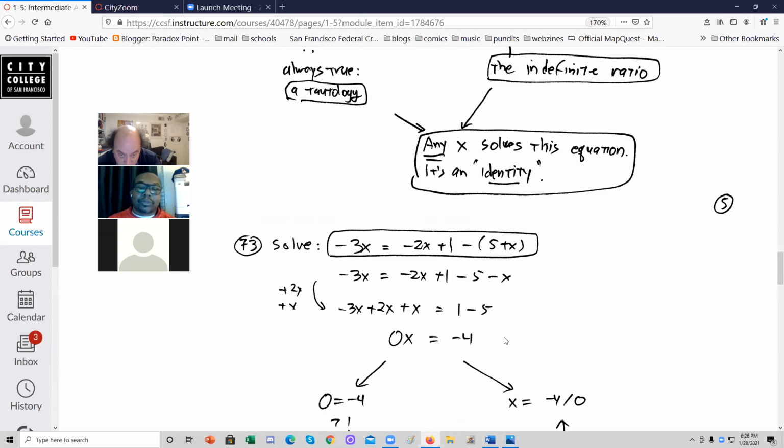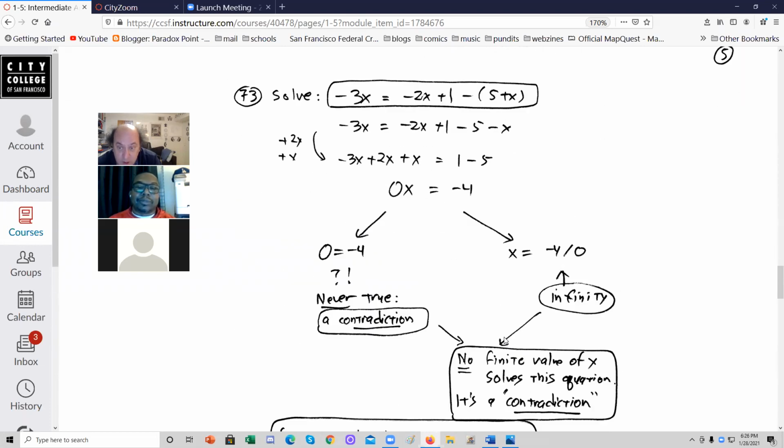Any x solves this. Here, we'll see that no x solves it, because 0x is 0, and this therefore says that 0 equals negative 4. Is 0 equal to negative 4?